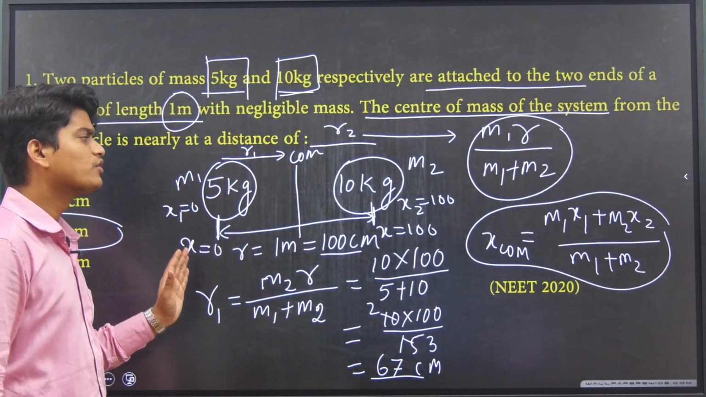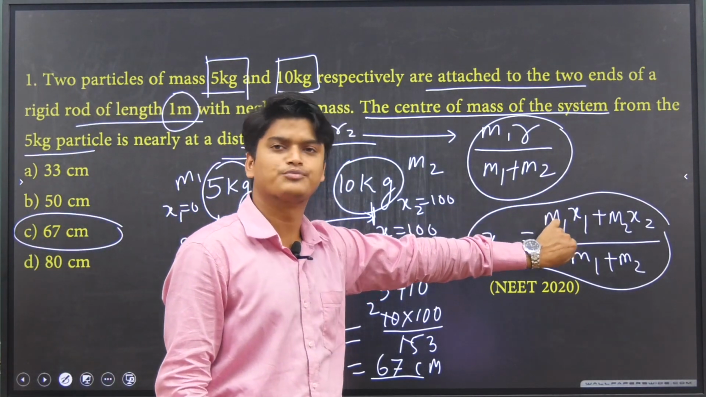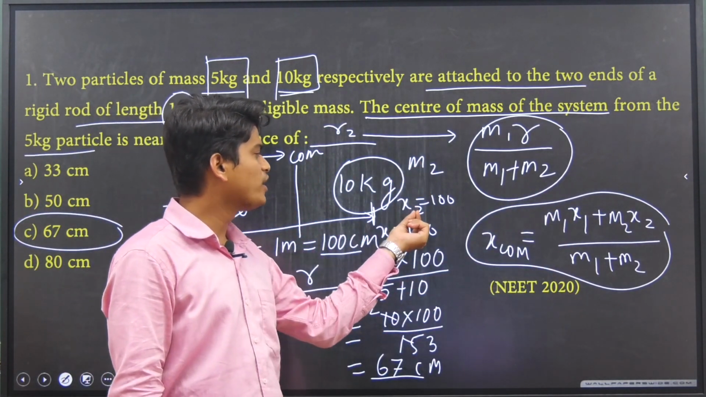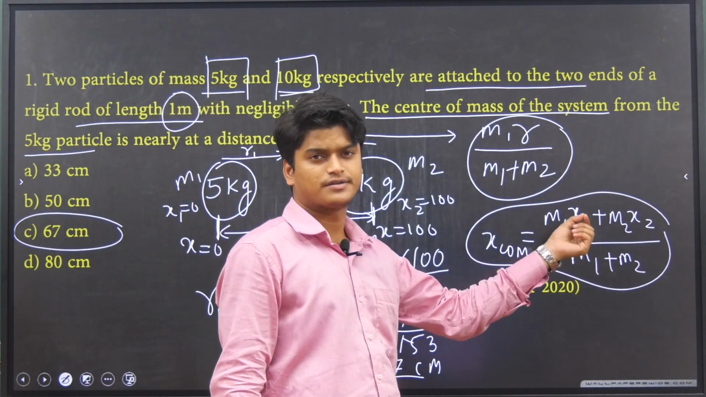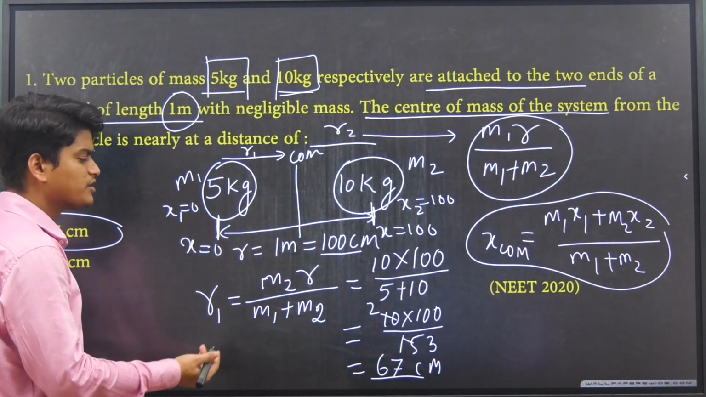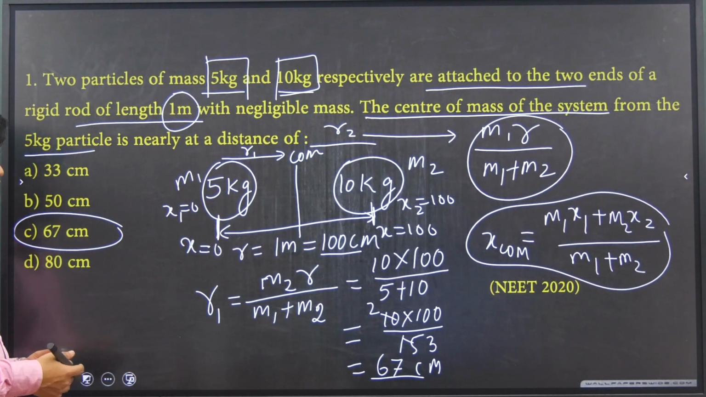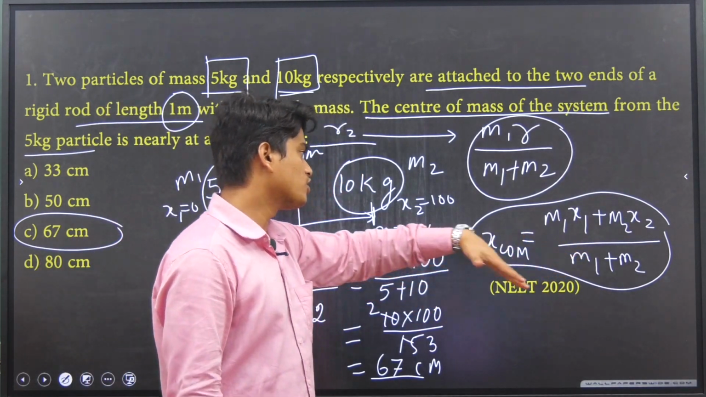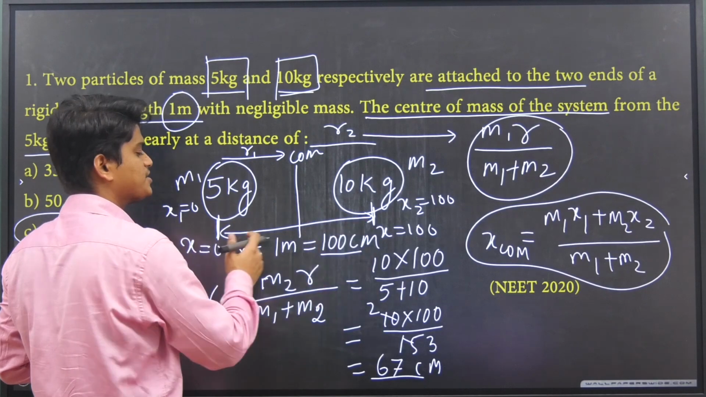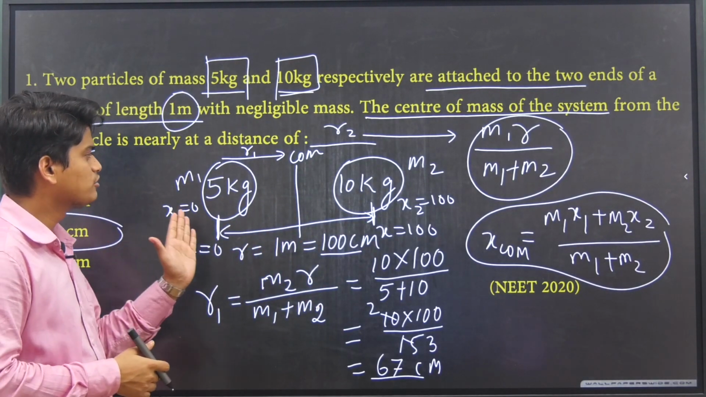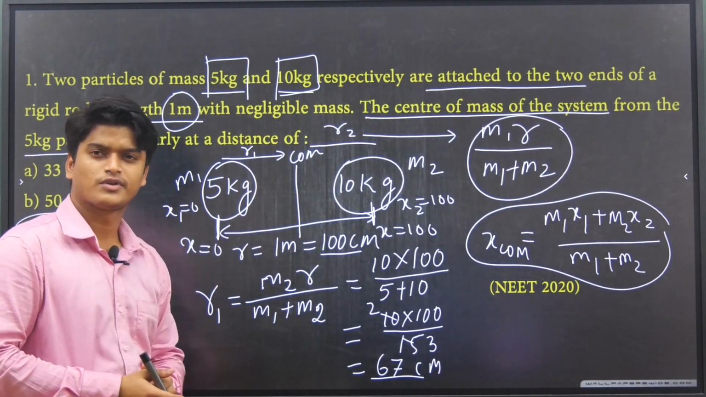Now apply the M1 x1 formula. M1 x1 will come 0, then plus M2 x2, which will come 1000, divided by 15. So 1000 by 15 is nothing but 67 centimeters. I hope you understand this. You can use this formula also. Otherwise, if you remember directly that for two objects M1, M2 with distance R between them, you can directly solve for R1 or R2.